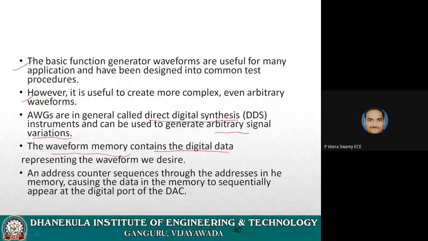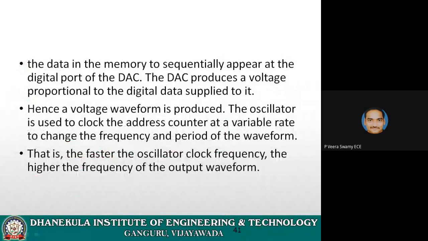An address counter sequences through the addresses in the memory, causing the data in the memory to sequentially appear at the digital port of the DAC. So this is related to the address port. The DAC produces a voltage proportional to the digital data supplied to it. That means what is specified in that particular memory address, hence a voltage waveform is produced. The oscillator is used to clock the address counter at a variable rate to change the frequency and period of the waveform. That is, the faster the oscillator clock frequency, the higher the frequency of the output waveform.